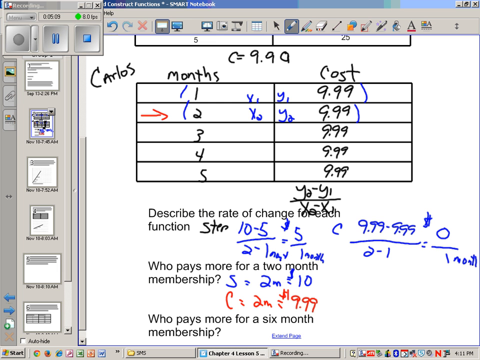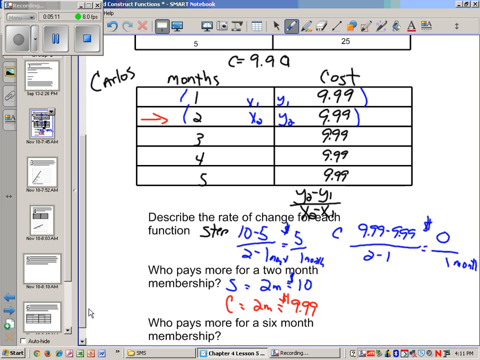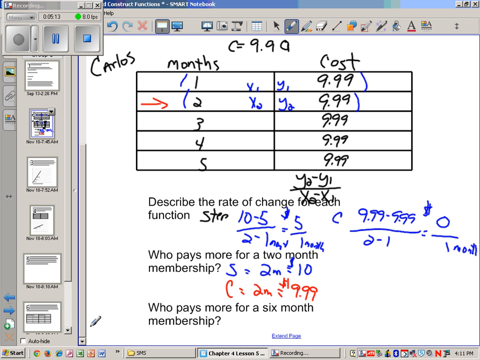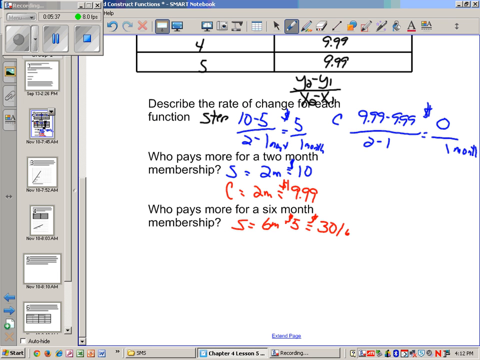Now, who pays more for a 6-month membership? Okay, what we need to do here is just compare. So Stephanie equals 6 months. Now we're going to multiply it by the rate of change, which was $5 a month for her. It's going to cost $30 for 6 months. And Carlos, once again, we have 6 months.